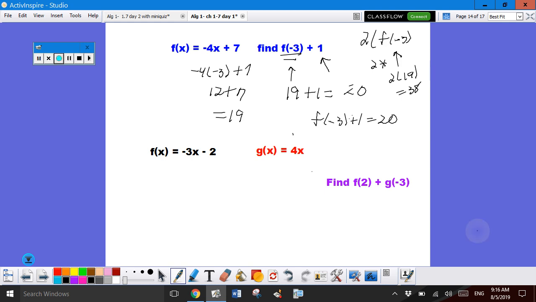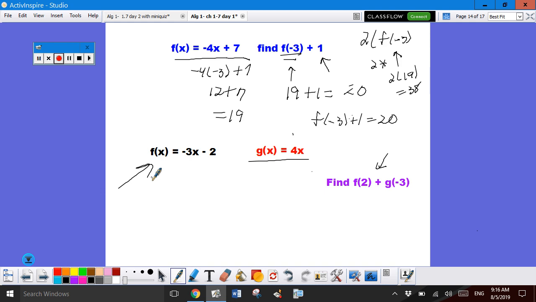Let's take a look at this one, because this one's a little different. So this one has 2, so let's find f of 2 plus g of negative 3. So this means I have to do 2 pieces. The first one I have to do is substitute the 2 into f of x, which is this one. So that's negative 8 plus 7, that's going to give me a negative 1. So g of negative 3, that's going to go into this one. Oops, I screwed up. Let's erase that. I'm supposed to be using these guys.